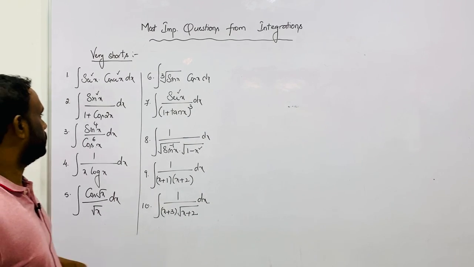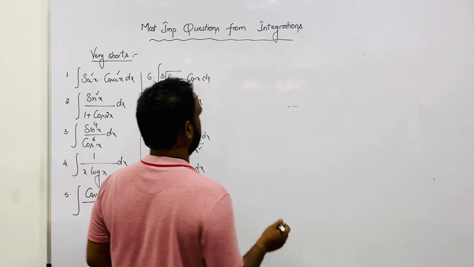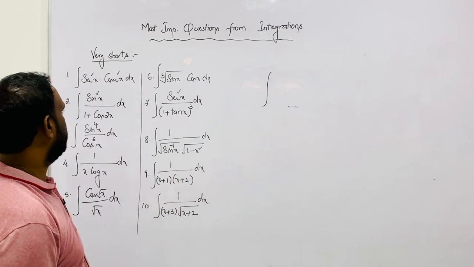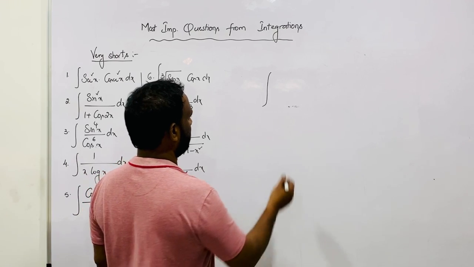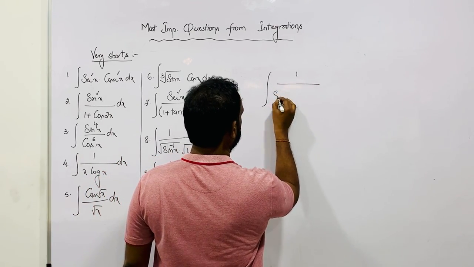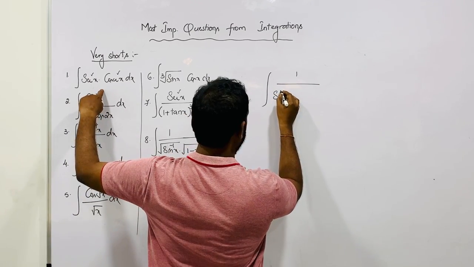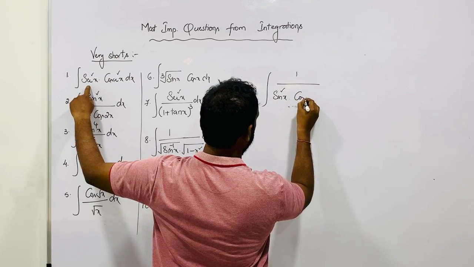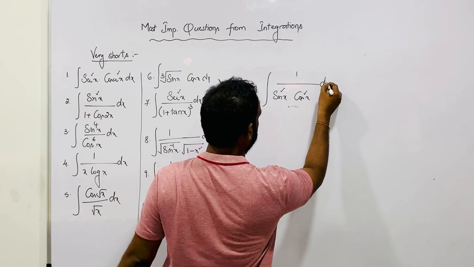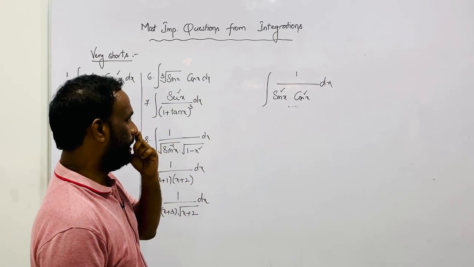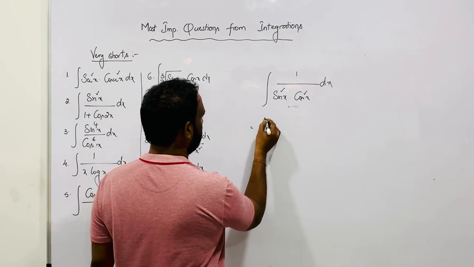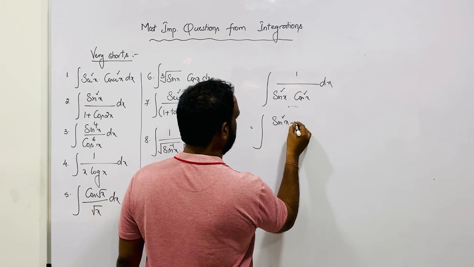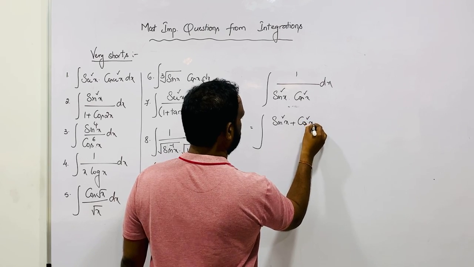So how to solve this question is, you can first convert the corresponding trigonometric ratios into their reciprocals. So it can be written as 1 by sin square x, that is cosecant, and secant will be 1 by cos square x dx. This is the first step. Then here you can use the identity for 1, that is we know that sin square theta plus cos square theta is equal to 1.